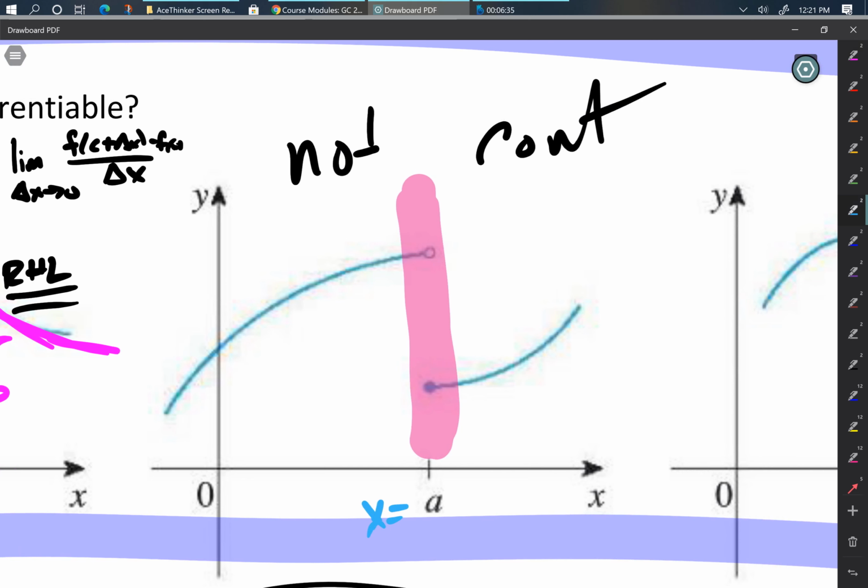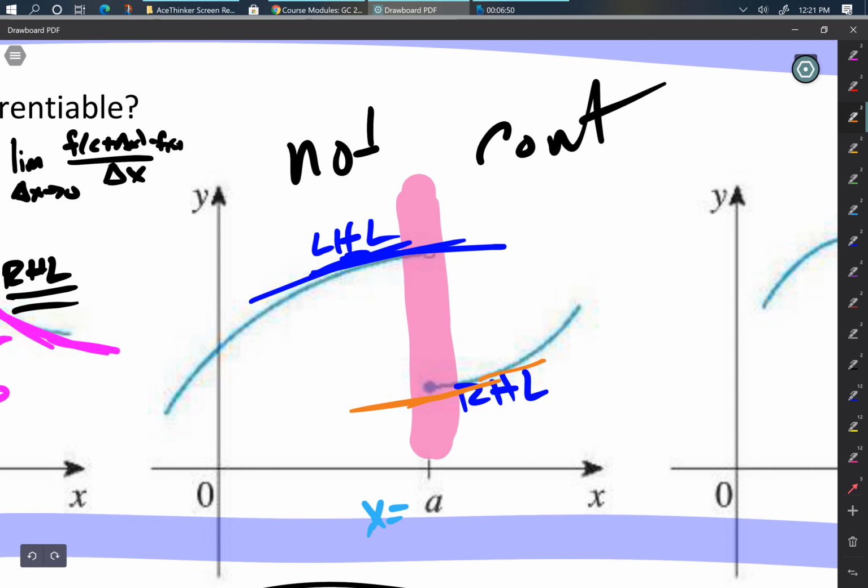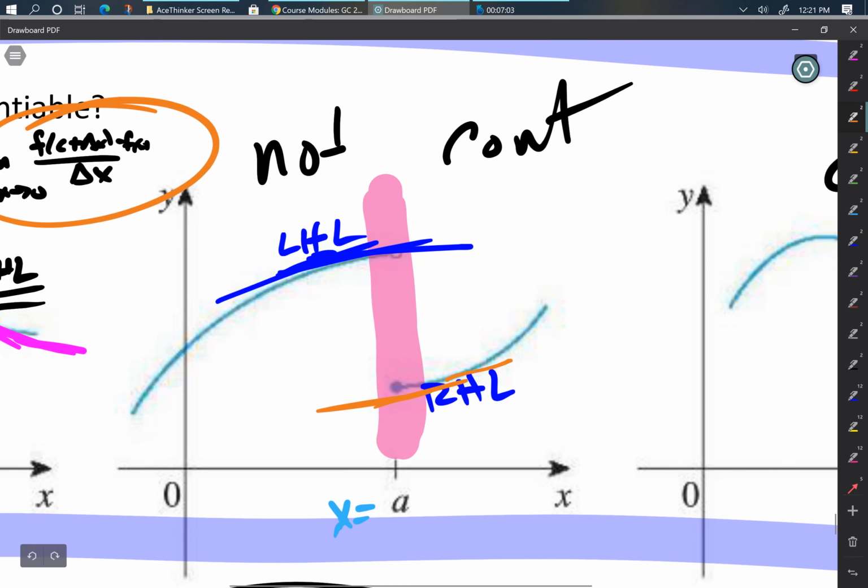The graph is broken. So again, we're going to have an issue because the left-hand limit for those slopes of tangent lines and that right-hand limit for those slopes of tangent lines is not going to be the same. These aren't going to match up. And because that graph is broken and that left-hand limit and that right-hand limit for our derivative aren't going to match up, this thing is not going to be differentiable at that value x equals a.